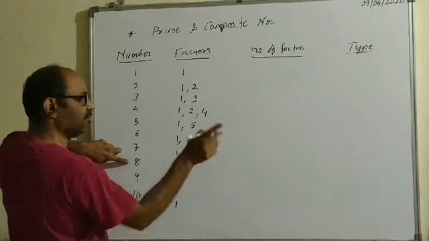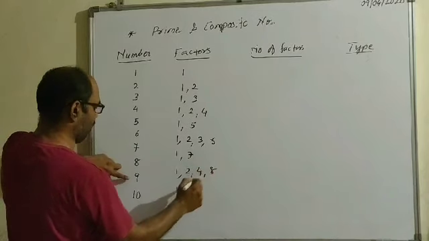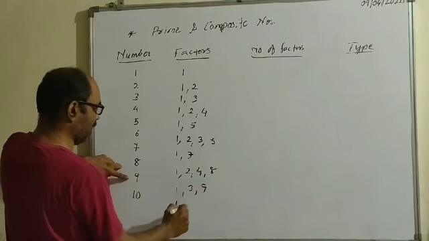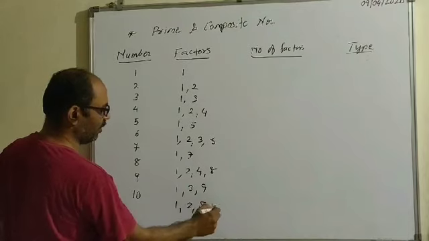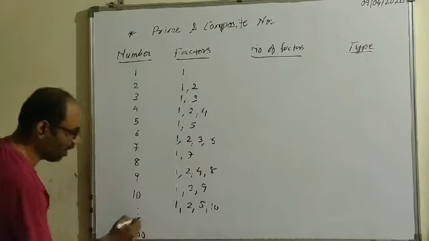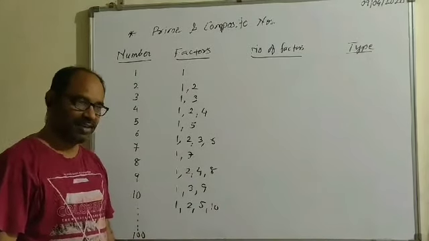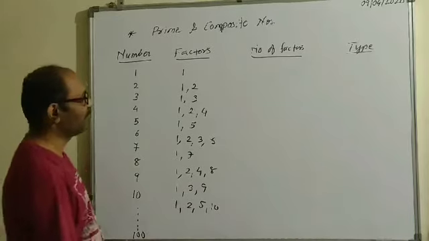7: 1 and 7, this you may find out. 8: 1, 2, 4, 8. 9: 1, 3, 9. 10: 1, 2, 5 and 10. So these are the factors. You can proceed further up to 100, children. I'll give you a list of these 100 numbers with their factors.